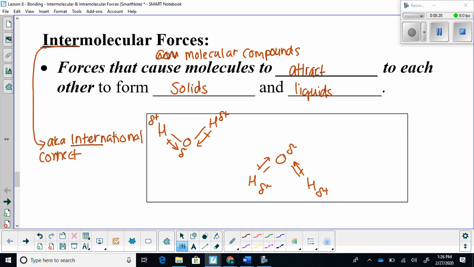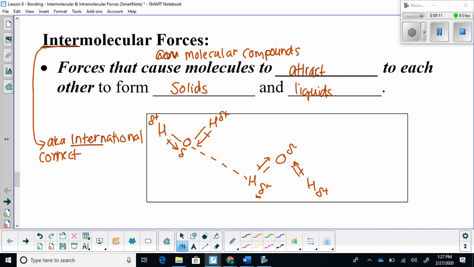Now, we talked about how opposites attract, right? So what's going to happen is this negative pole on the oxygen is going to attract this partially positive hydrogen, and they're going to form an intermolecular force between them. Okay? As the temperature goes down, that force will strengthen, and eventually those water molecules are going to stick together, and it'll change into liquid.